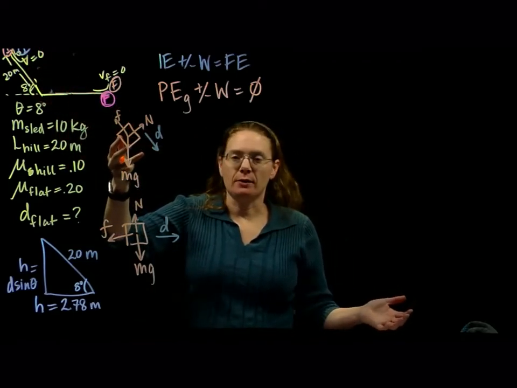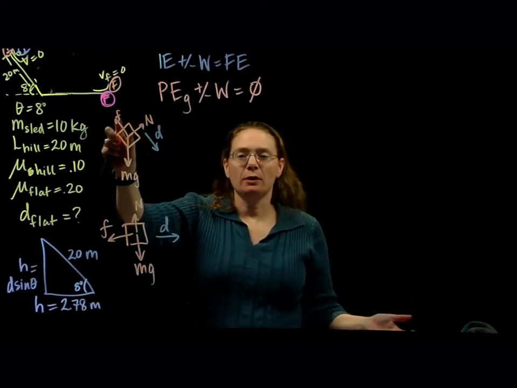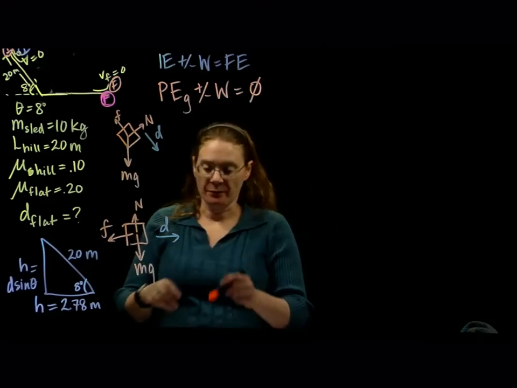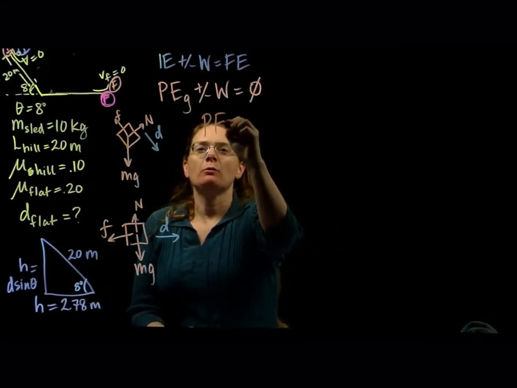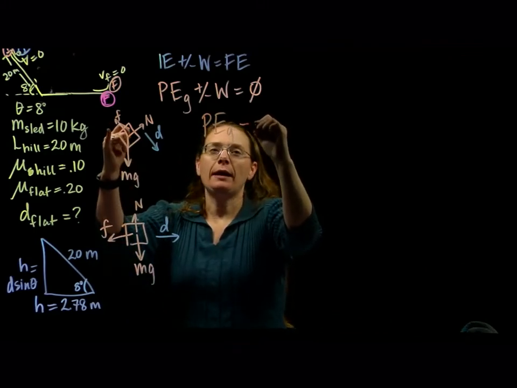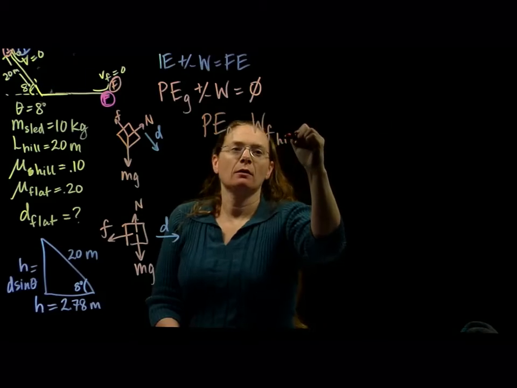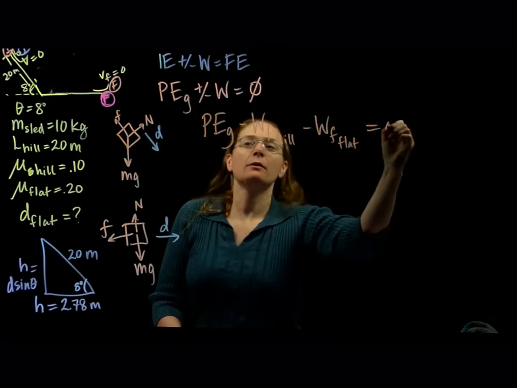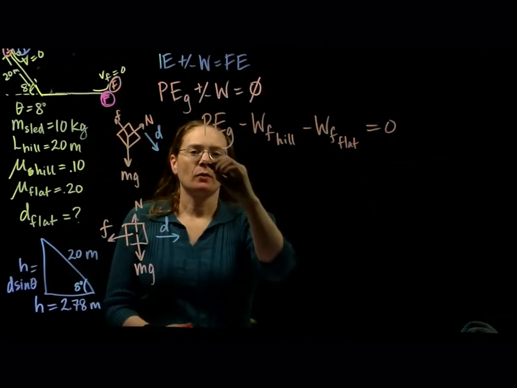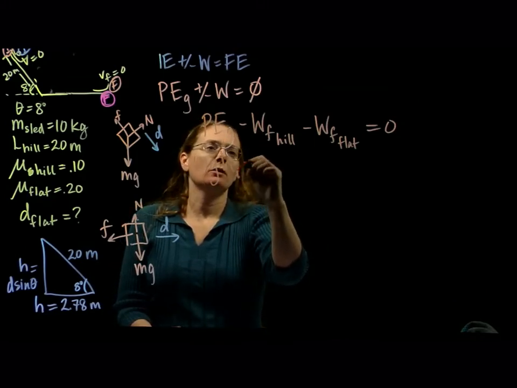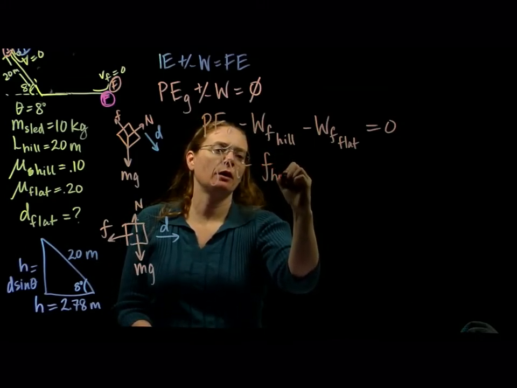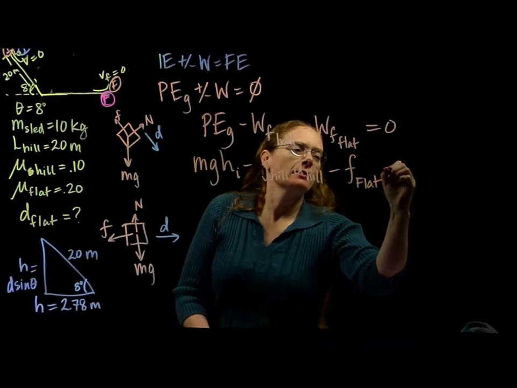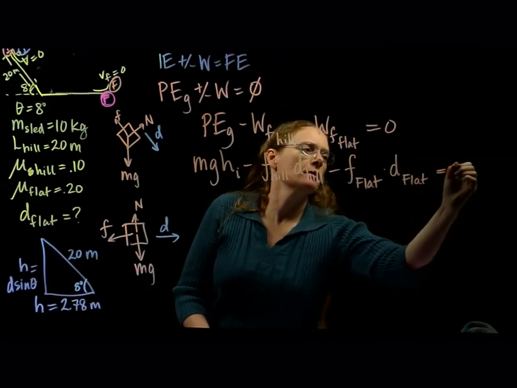I do exactly the same process that I just did a few moments ago. The only thing doing work here is the friction force. Which means we end up with PEG, we start with gravitational potential, and we've got a negative work done by friction on the hill, and a negative work done by friction on the flat, and that leaves us with no energy at the very end. mgh, initial height, minus friction up the hill times the distance on the hill, minus friction on the flat times the distance on the flat equals 0.